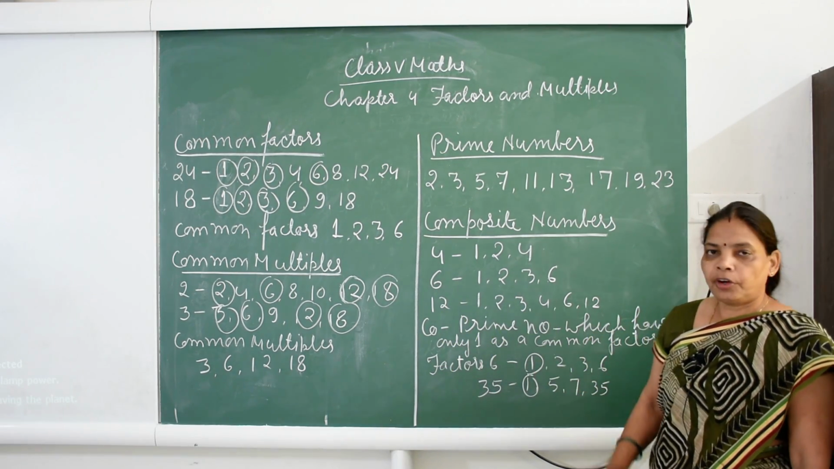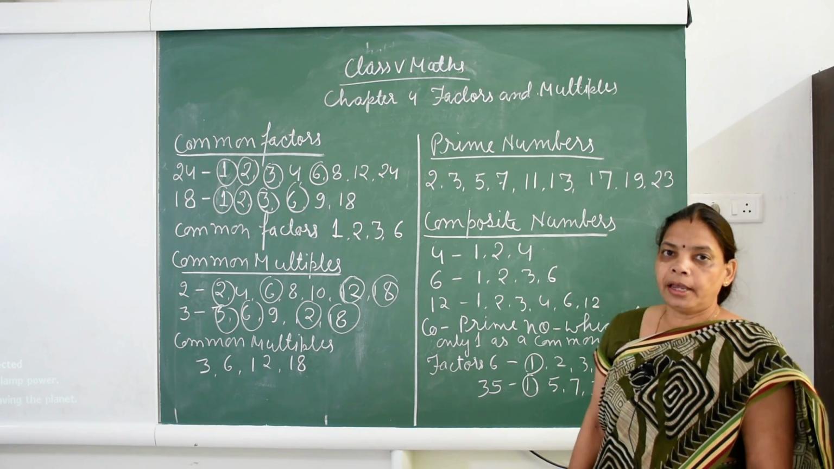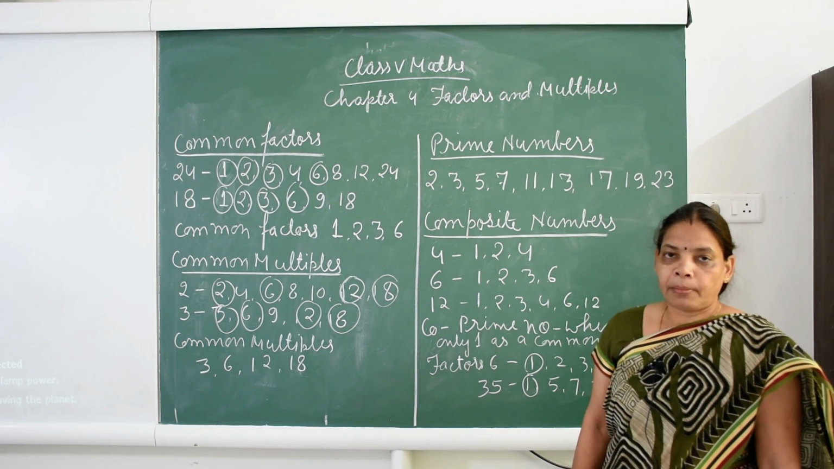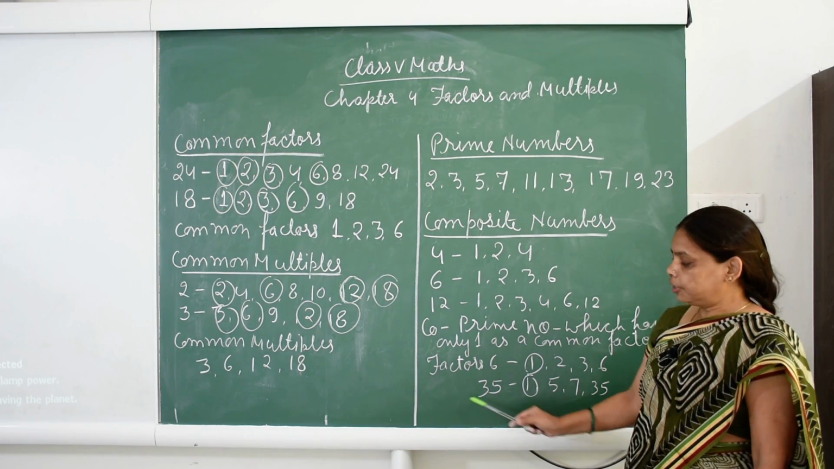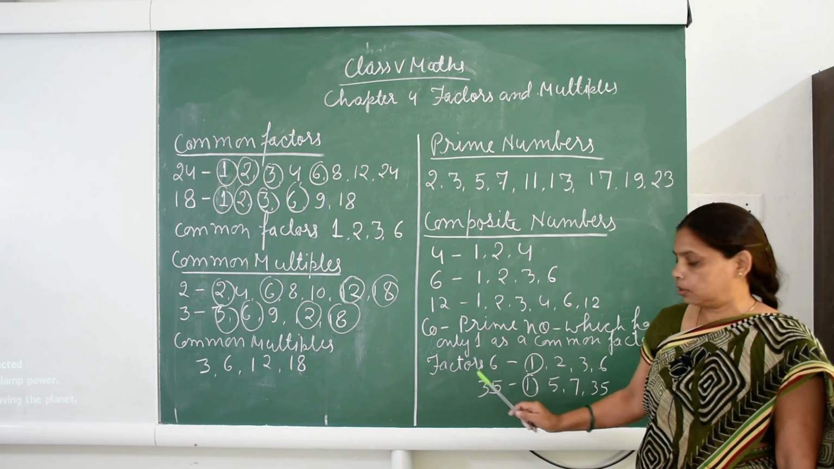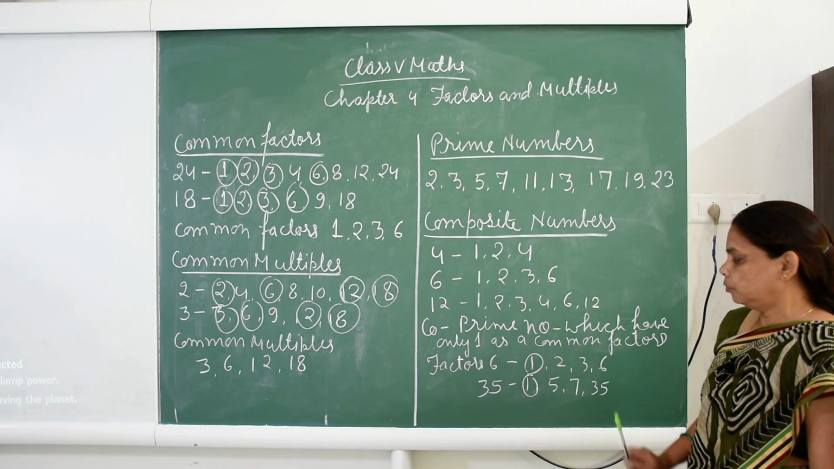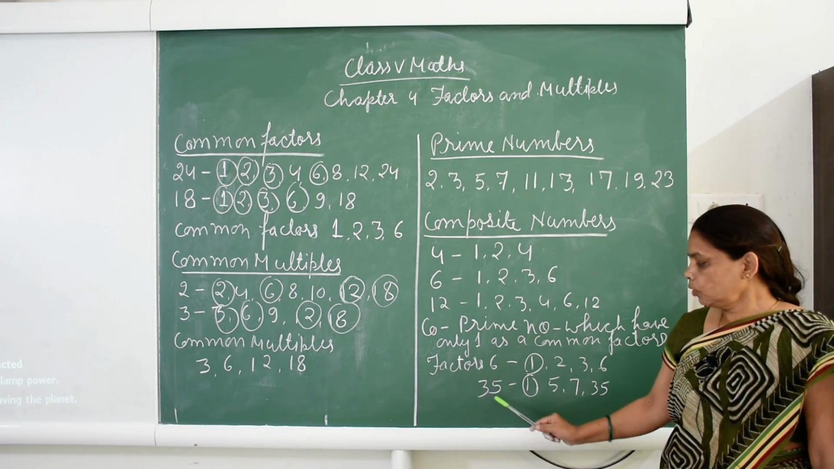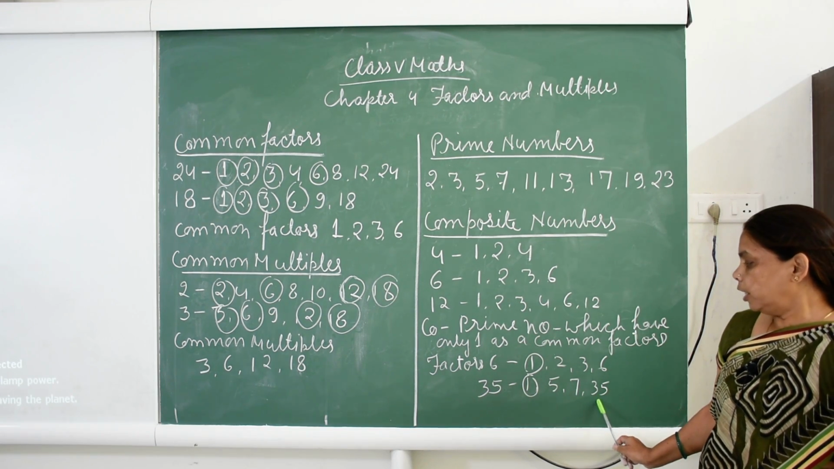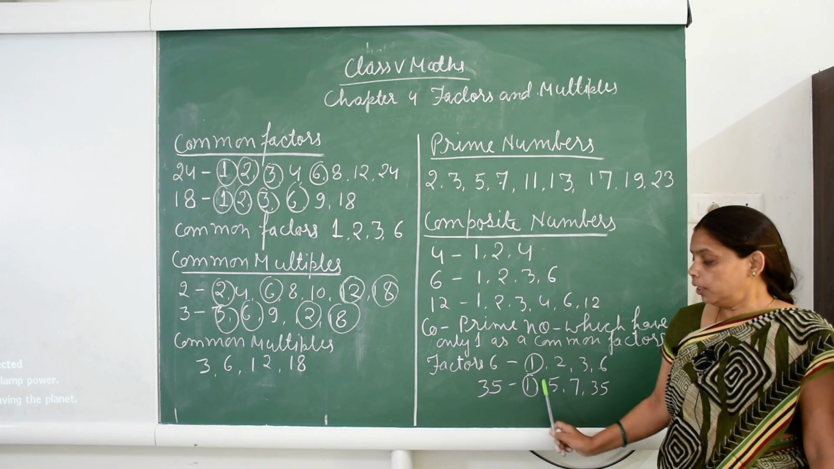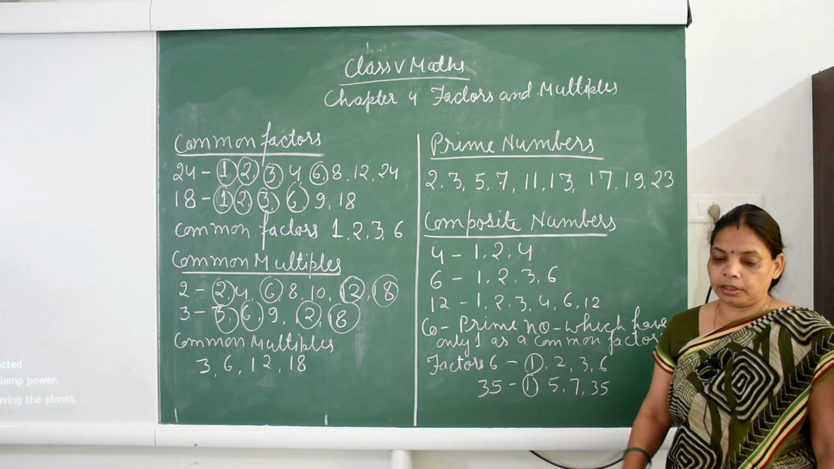Now co-prime numbers. What are co-prime numbers? Co-prime numbers are two numbers which have 1 as their only common factor. For example, find the factors of 6. What are the factors of 6? 1, 2, 3 and 6. And 35: 1, 5, 7 and 35. So see here, among the factors, only 1 is a common factor.